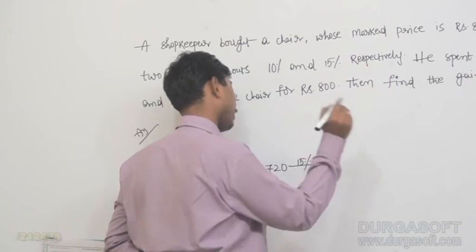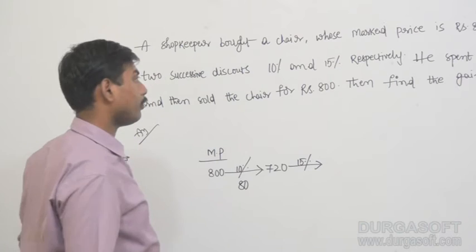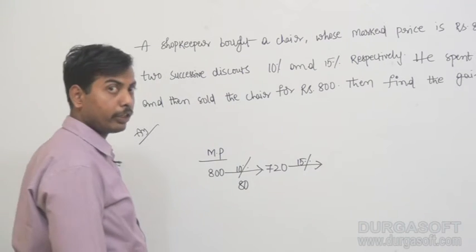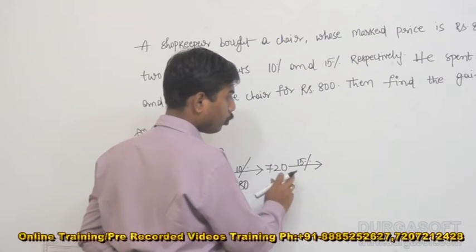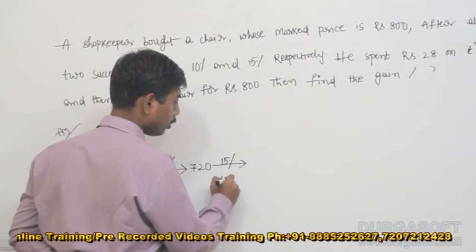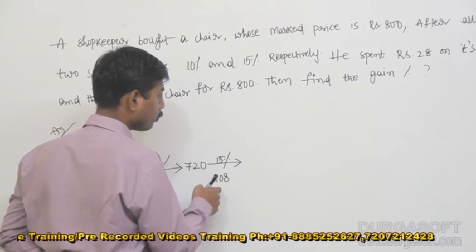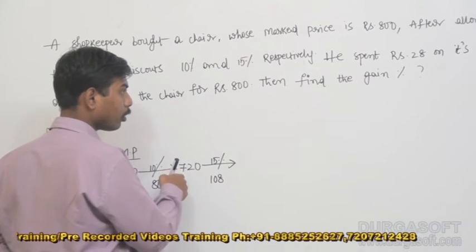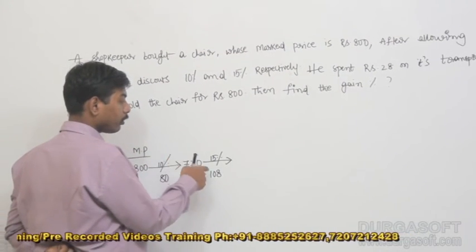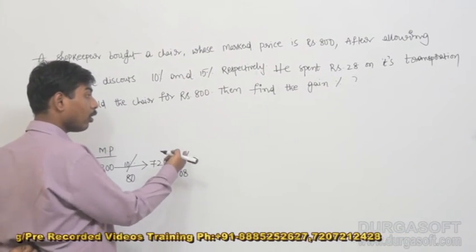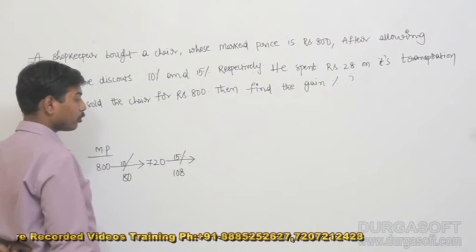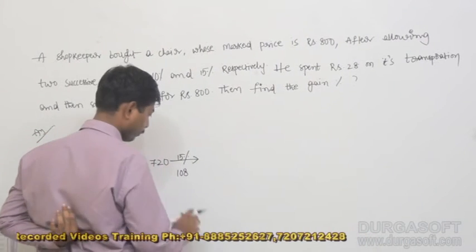15% of 720. 10% of 720 is 72. Half of 72 is 36. 72 plus 36, how much is that? 108. 108 rupees of discount we have given to the customer out of 720. On that 720, with 108 discount, the customer has to pay how many rupees here?